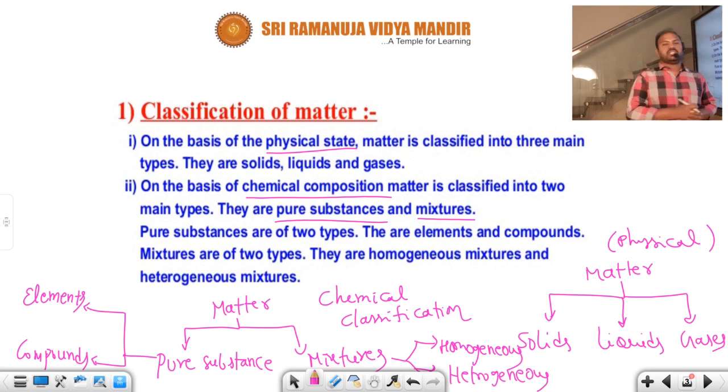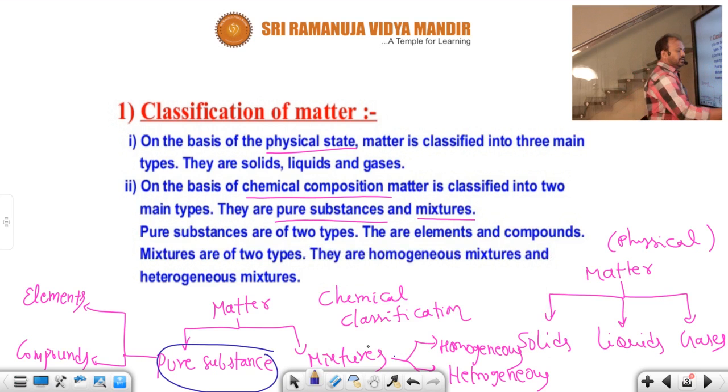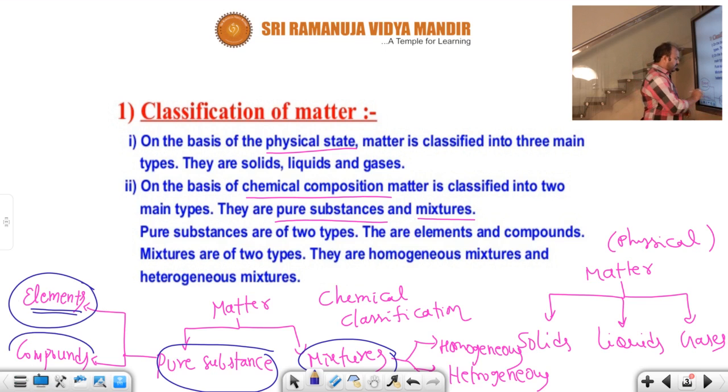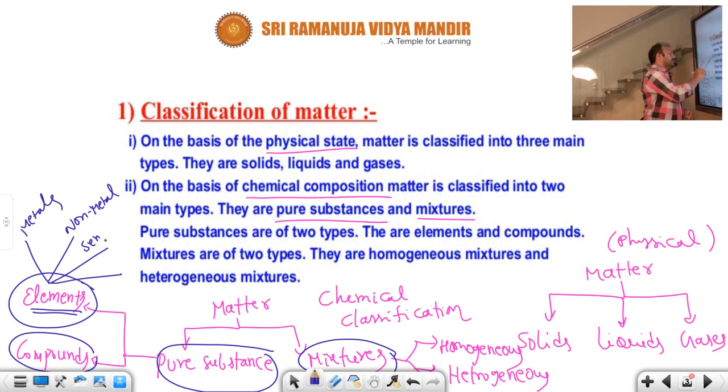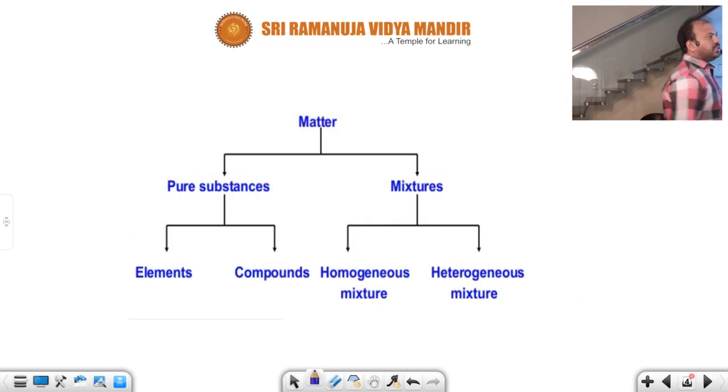This is the classification of matter on the basis of chemical composition. Matter can be classified into two types: pure substances and mixtures. Pure substances can again be classified into elements as well as compounds. Elements are again classified into four types: metals, non-metals, semi-metals, and noble gases. I hope you are very clear, students. Mixtures can be classified into homogeneous mixture as well as heterogeneous mixture.